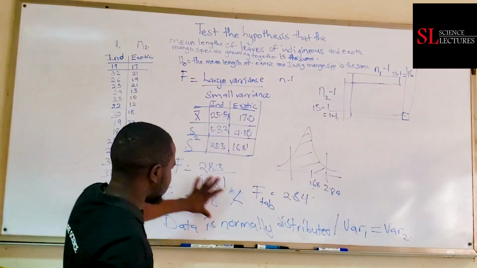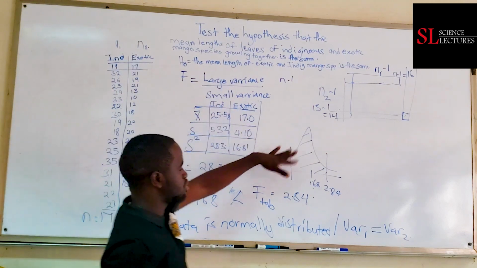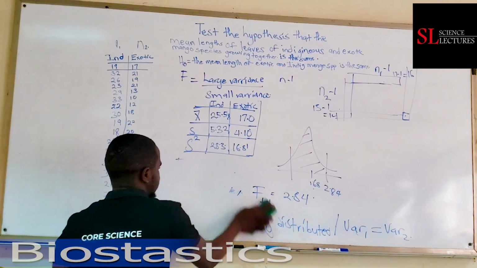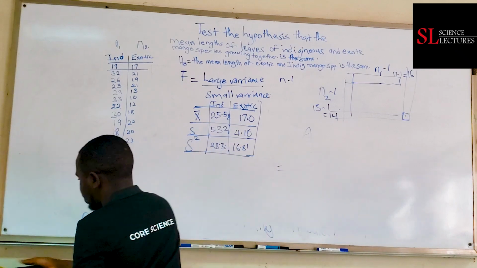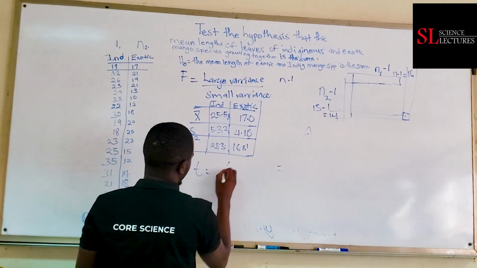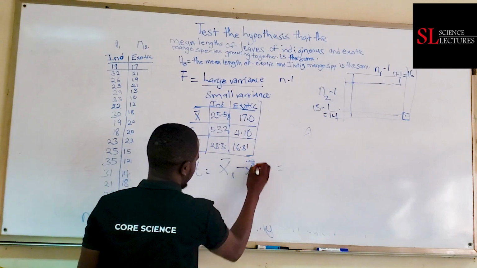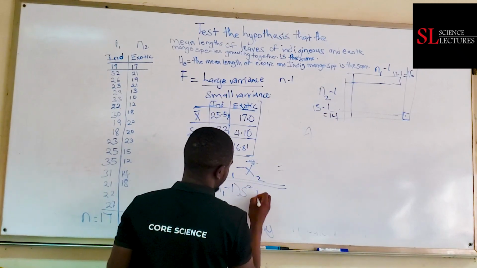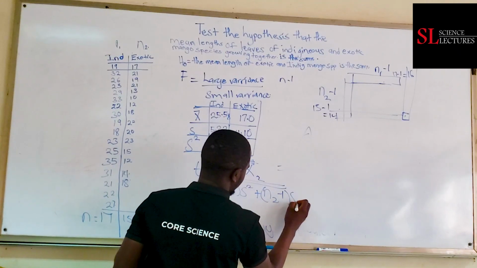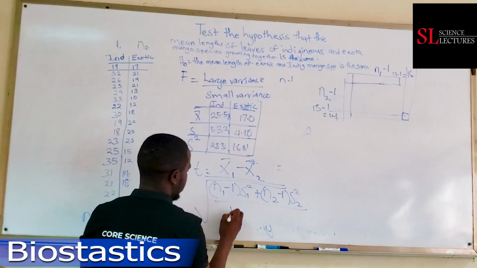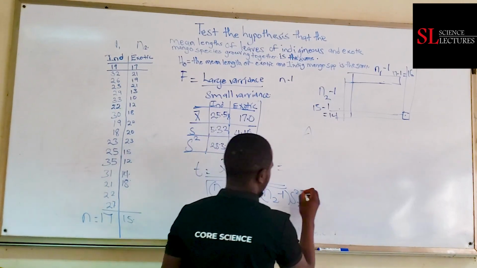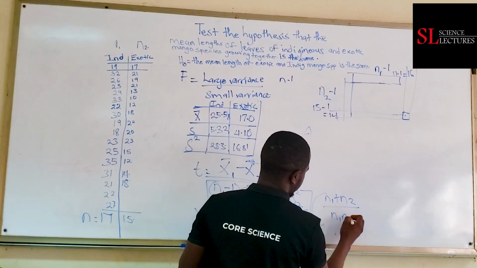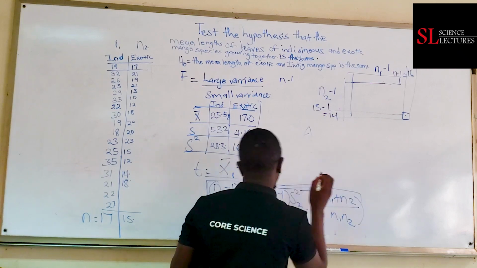So, since we found out that our data is normally distributed, or our data shows a normal distribution curve, you can proceed to do a T test for independent samples. So you substitute into our formula, which was T is equal to mean 1 minus mean 2, out of the square root of n1 minus 1 into standard deviation 1 squared plus n2 minus 1 into standard deviation 2 squared, out of n1 plus n2 minus 2, the whole of this thing multiplied by n1 plus n2 out of n1 times n2. Yeah, this is our formula.